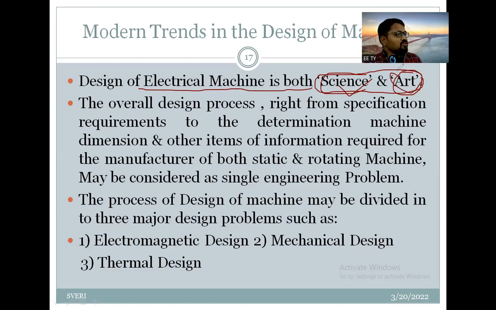Means as far as the design is concerned, design basically consists of two parts. First is the science, second is the art. Science comprises using the basic knowledge of science for the designing. And why is it considered art? By taking the reference of this science knowledge, we are following a method for designing the machine. That is considered the art.